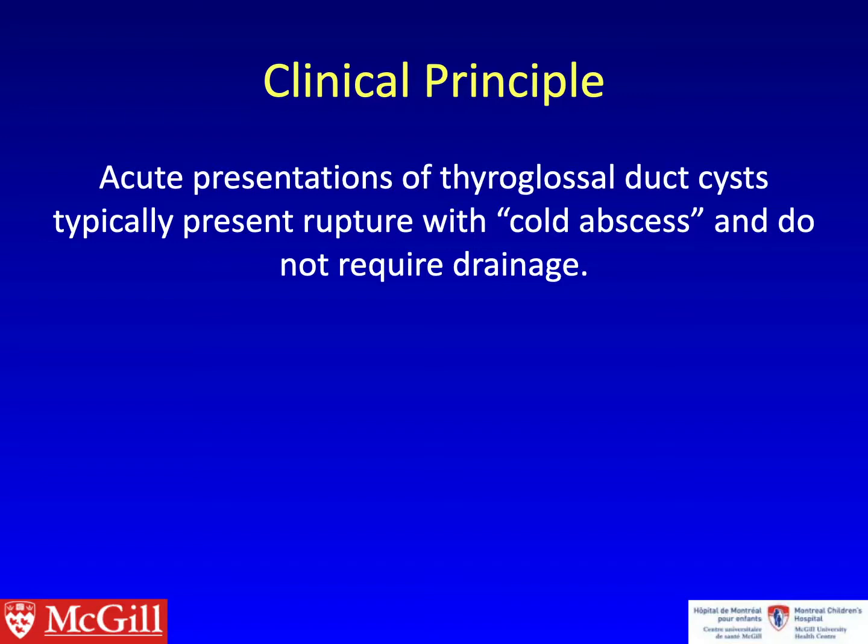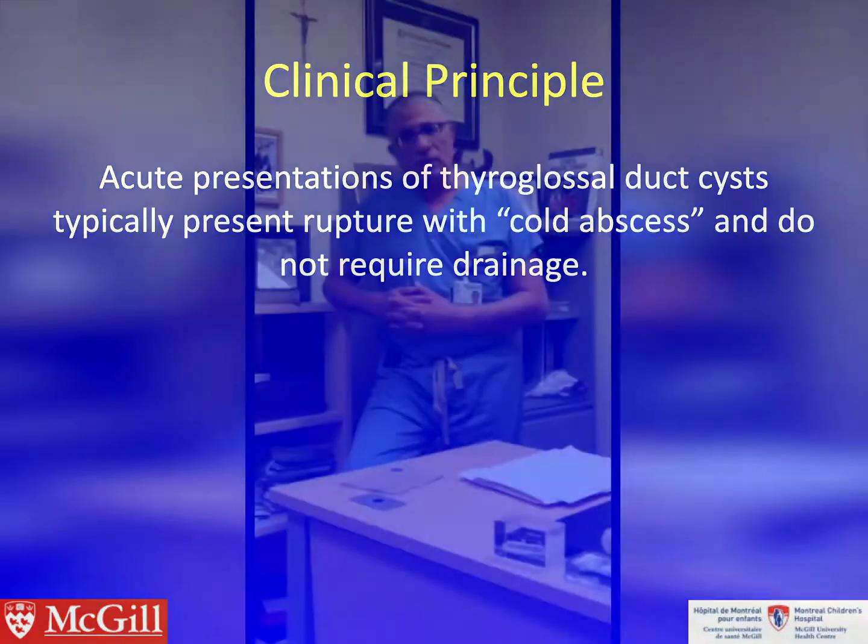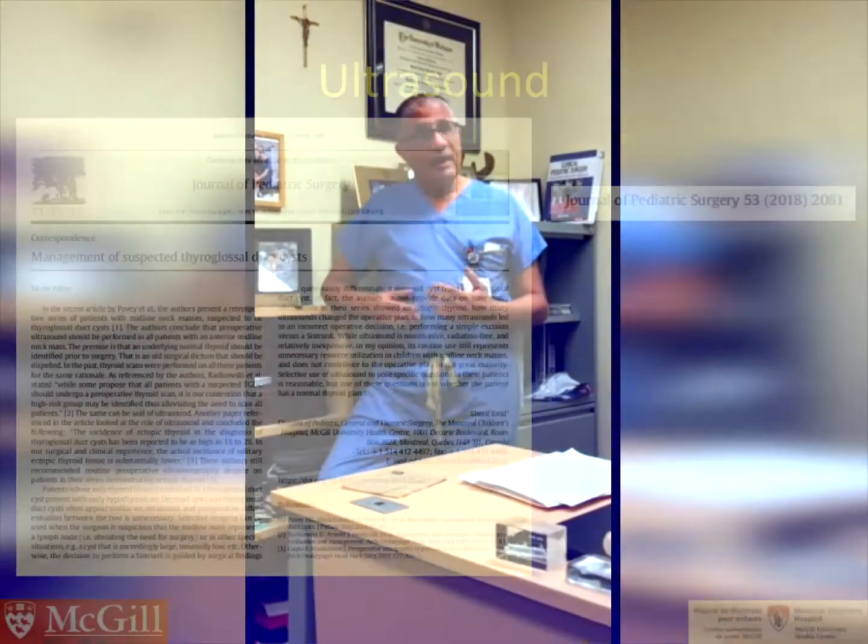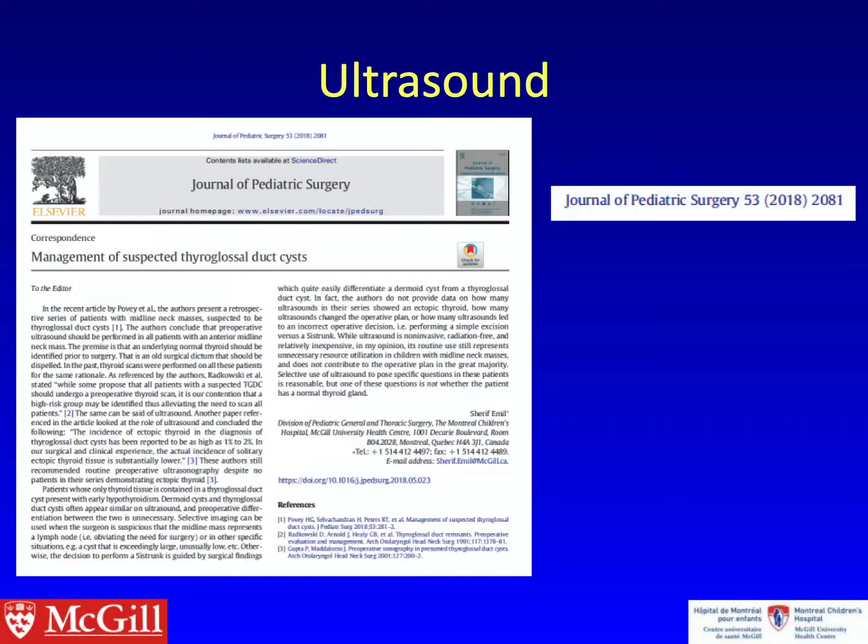The second principle, which again several people commented on, is the desire to do an ultrasound. Now, it's fine to do an ultrasound. I don't have anything against it. It's a non-invasive test. But the question we should ask ourselves is why? An ultrasound will typically not show you the tract. It really cannot definitively differentiate a thyroglossal duct cyst, for example, from a dermoid cyst.